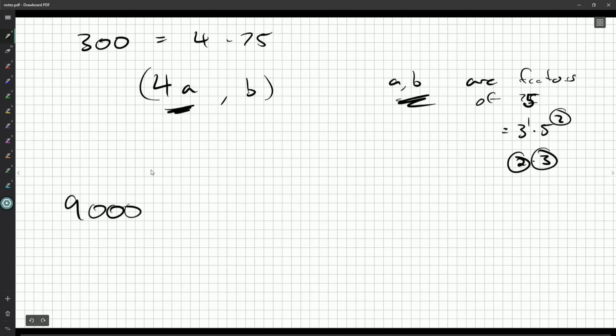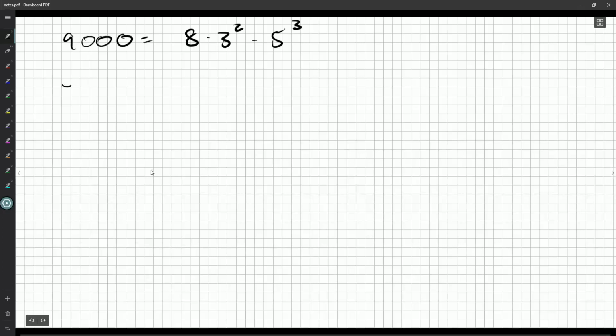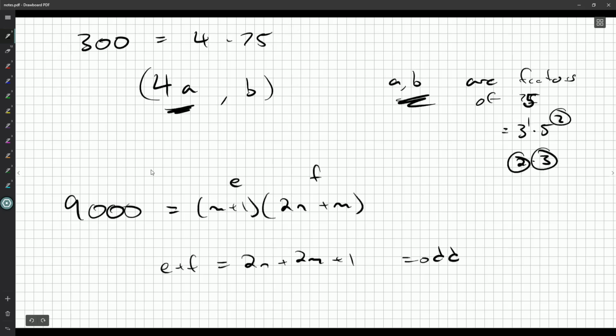So 9,000 is m plus 1 times 2n plus m. Now if I add those up, maybe call this E and F, E plus F would be 2n, and then there's 2 m's plus 1, so it's odd. So once again, we've got E and F are odd in sum, but they multiply to an even number. It's almost the same sort of thing. 9,000 is going to be 8 times 9 times 125. E times F is even. E plus F is odd. Remember, E is, let's say, m plus 1. F is 2n plus m.